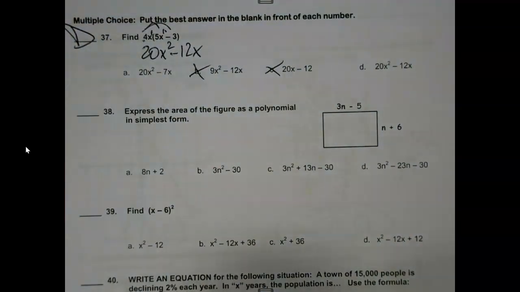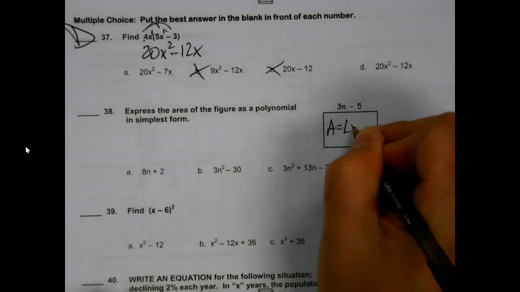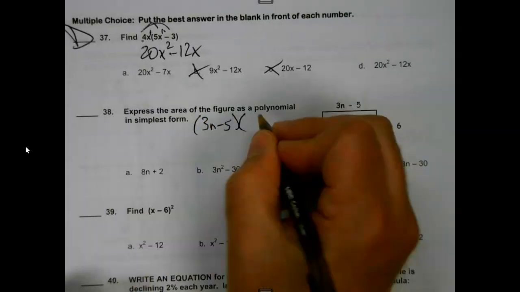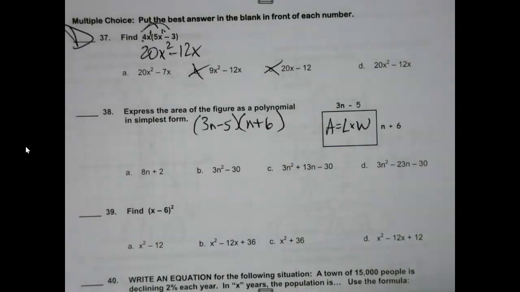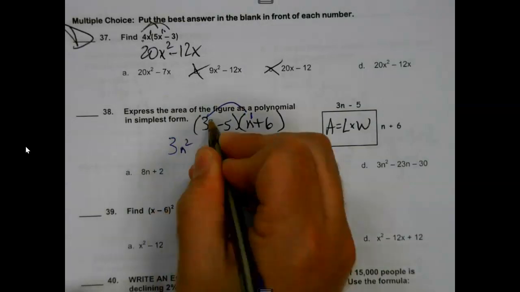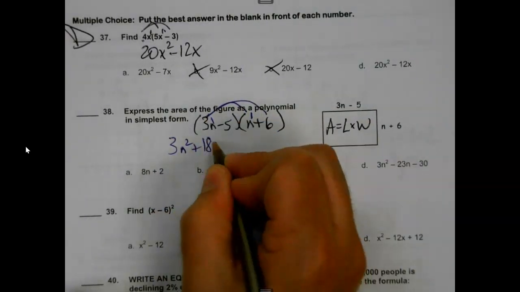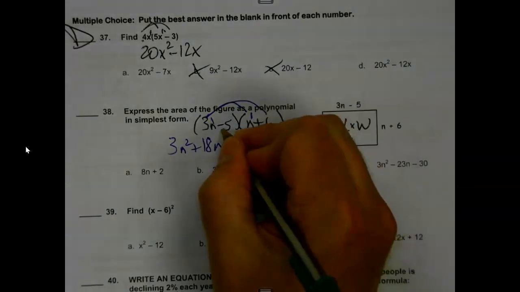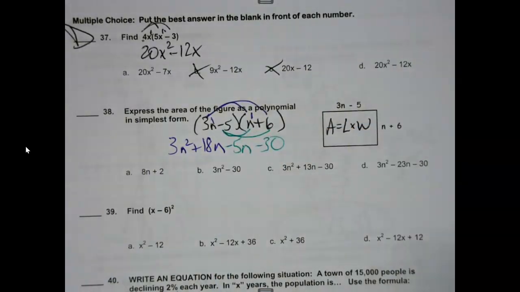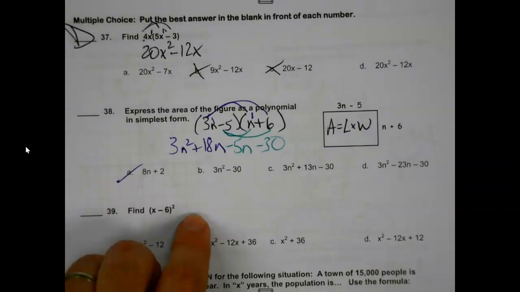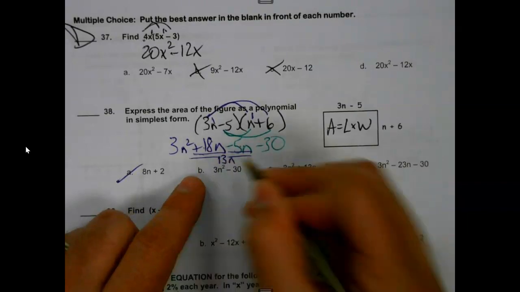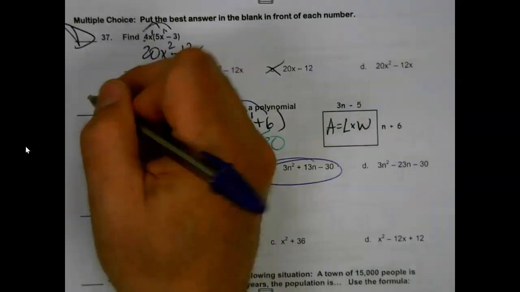Express the area. Area is length times width. So 3n minus 5, n plus 6. Little foiling action again here. So we got 3n squared plus 18n. Then the negative 5 goes through: negative 5n, negative 30. I see 3n squareds in a lot of places. Oh, minus 30s. Okay, I actually got to do this one. 18 minus 5 is 13n. 13n, there it is.